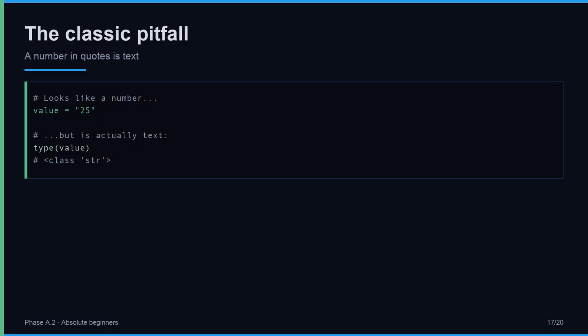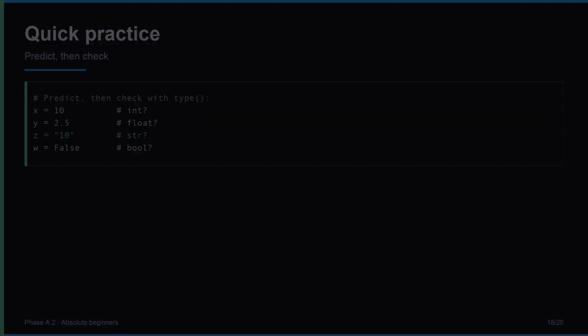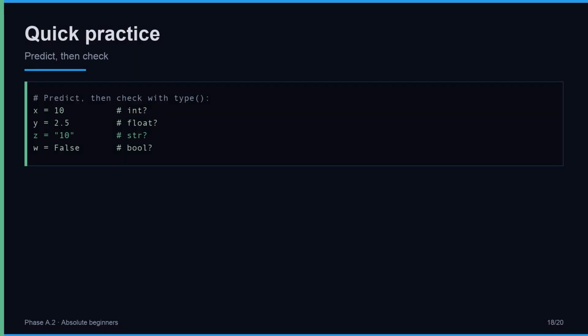Here is the trap from earlier, shown in code. We assign value to 25, but wrapped in quotes. To the eye it looks like the number 25. But type reveals the truth. Type of value is str. It is text that happens to contain digits. This is exactly the kind of surprise that type is built to expose. Never trust the looks of a value. Ask its type, and you will never be fooled by quotes again.